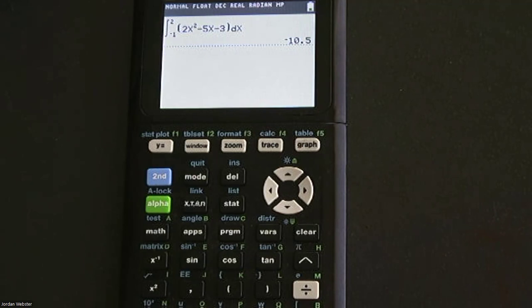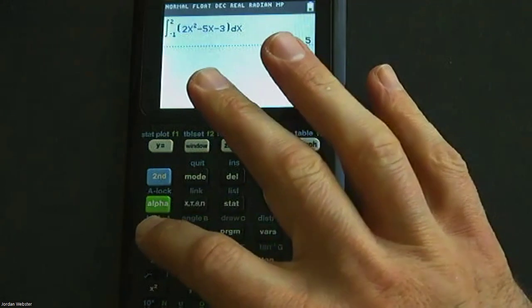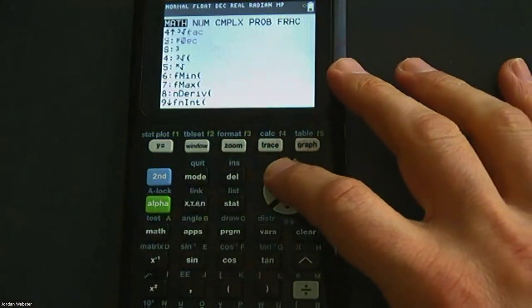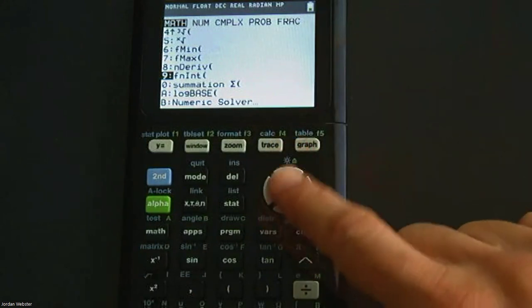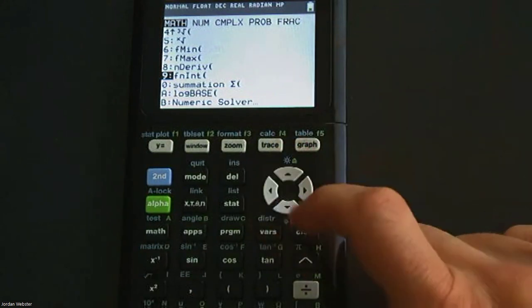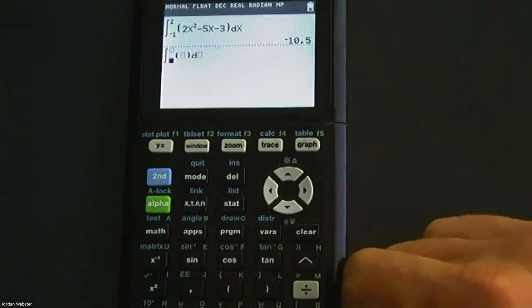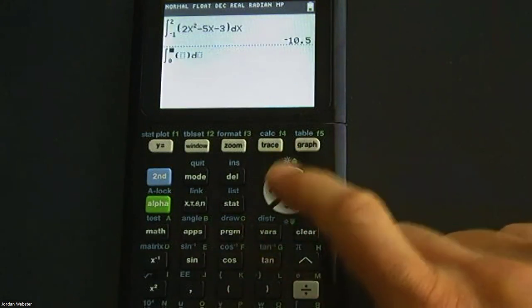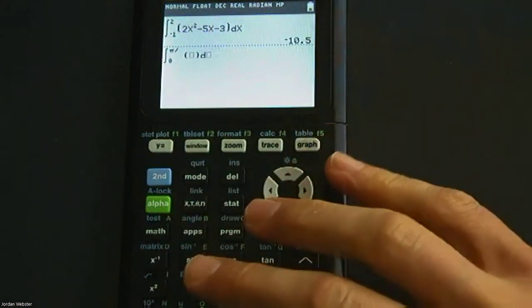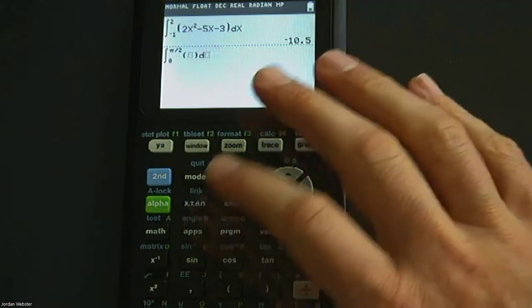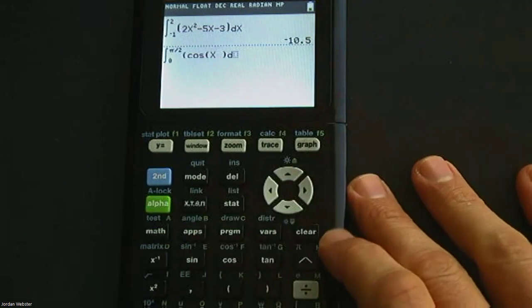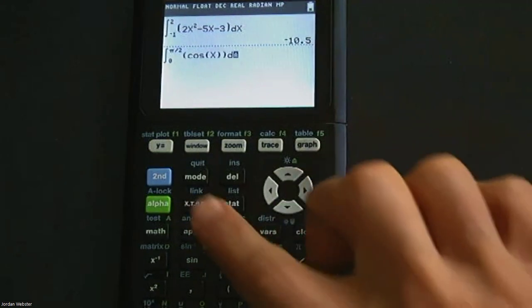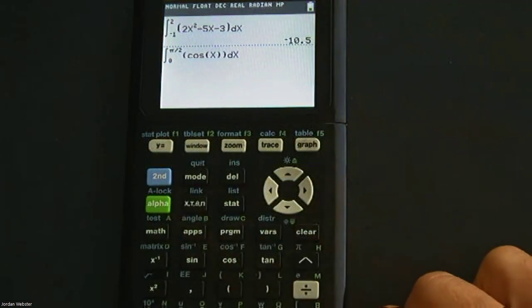In terms of the other one it said to integrate. You can scroll up too. If you're hitting up or down, it's a little bit quicker to actually scroll up. So go up to 9. We're going to integrate from 0 to pi over 2 of cosine of x with respect to x. Again, that's just exactly what it looks like.